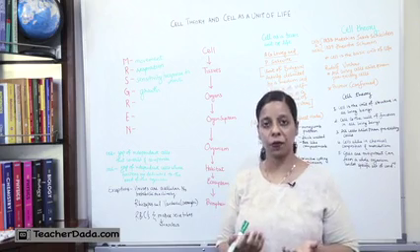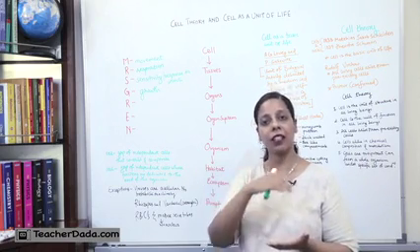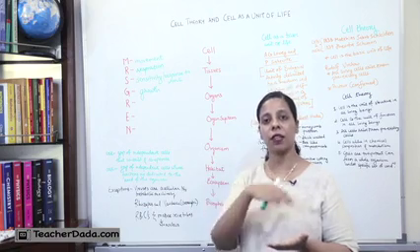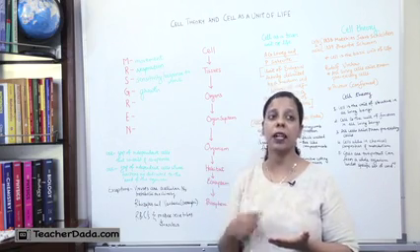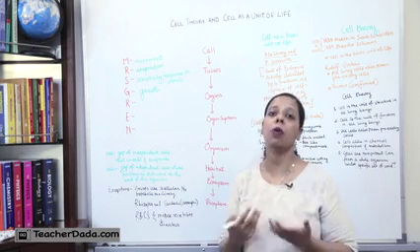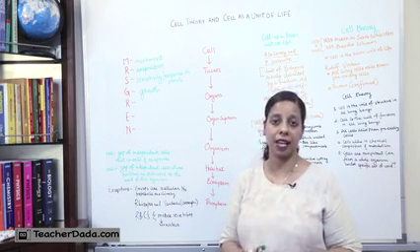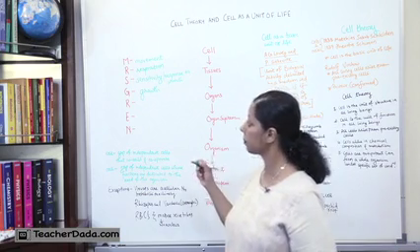Even trees grow. If you have ever seen a tree which is cut, if you look at the girth, you will see concentric circles. This is nothing but the cork cambium, and this tells us how old the tree is. But the tree continues to grow throughout its life.